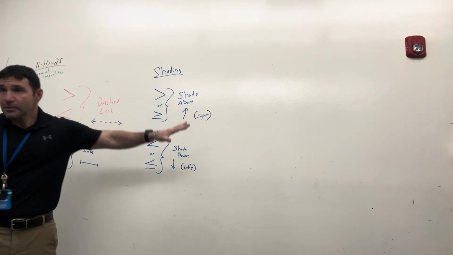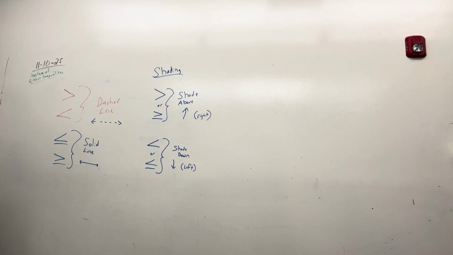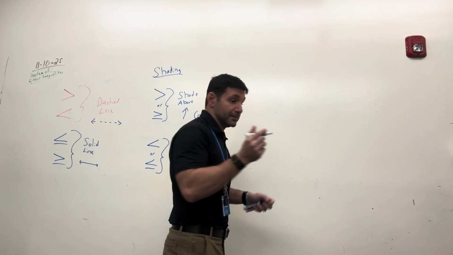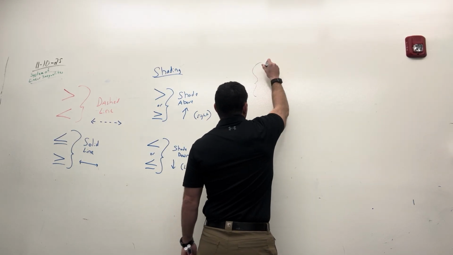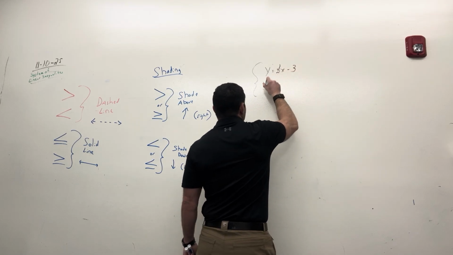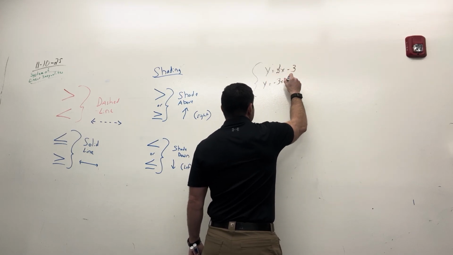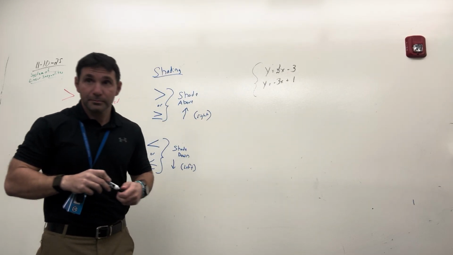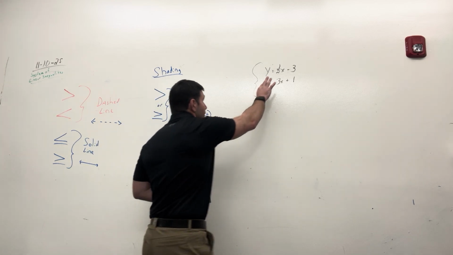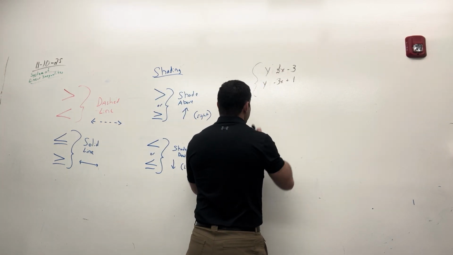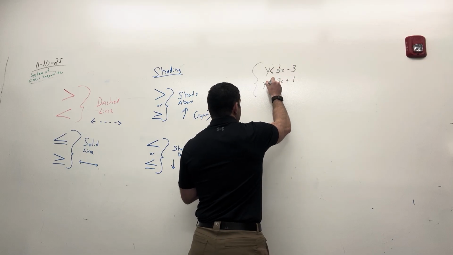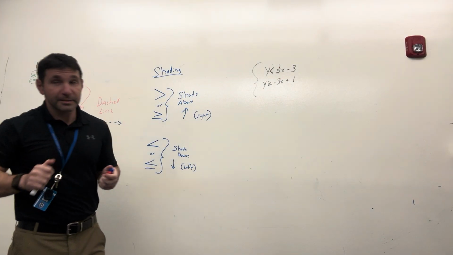So, this is going to be pretty easy. I'm using 2 different colors for a reason. When we have a system, let's go y equals 1/2 x minus 3, y equals negative 3x plus 1. So right now, not equals, hold on. Let's take these equals away. Let's go less than and greater than or equal to, because that's going to matter.